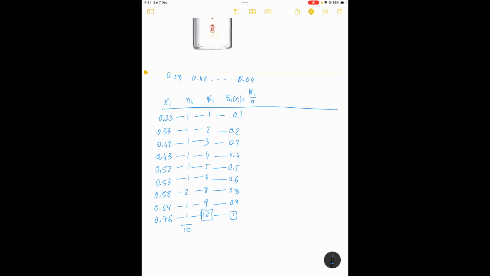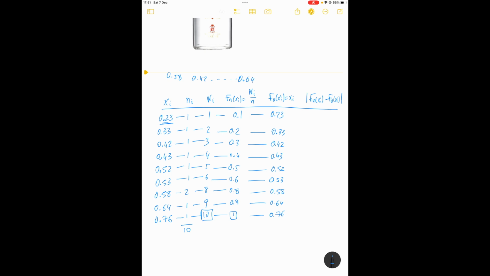Now, the theoretical frequencies, if it were the distribution we suspect, is given in the problem. This is the same as the value. So for the first one, it's 0.23 here, so we put here 0.23. And the same thing here, 0.33, and 0.42, and 0.43, and we continue like that simply up to the end: 0.58, 0.64, and 0.76.